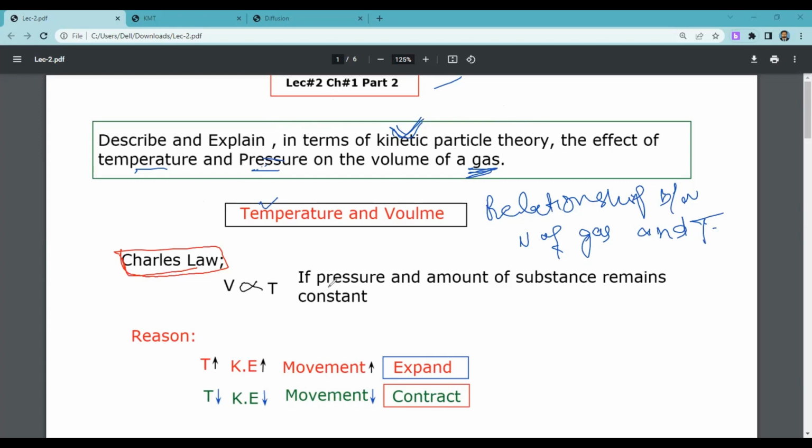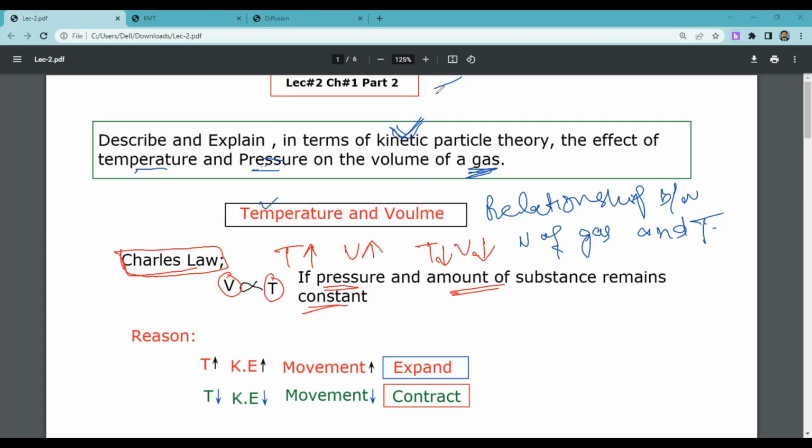According to this law, if pressure and amount of substance remain constant, then volume is directly proportional to the temperature. It means that if we increase the temperature, the volume will automatically increase. If we decrease the temperature, the volume will also decrease with respect to it.